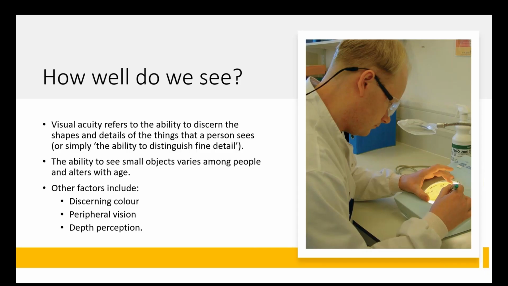So there's always going to be differences in the way that our eyes and brain interpret the perceptions of colour, shape, depth, movement, and other features. And the ability to do this is going to vary among different people. It's also something that alters with age.